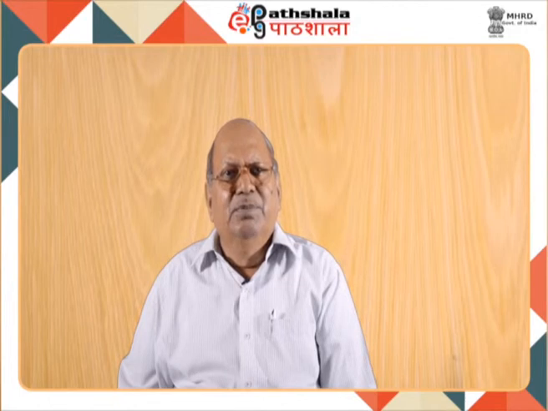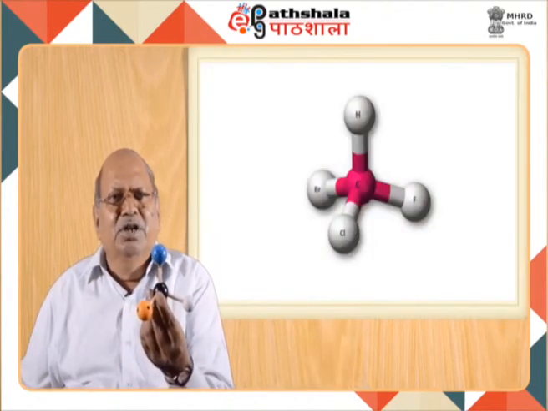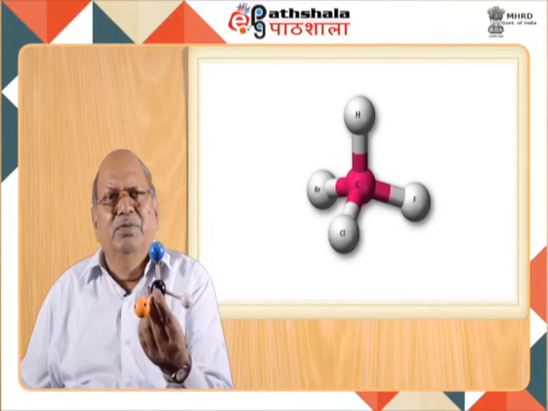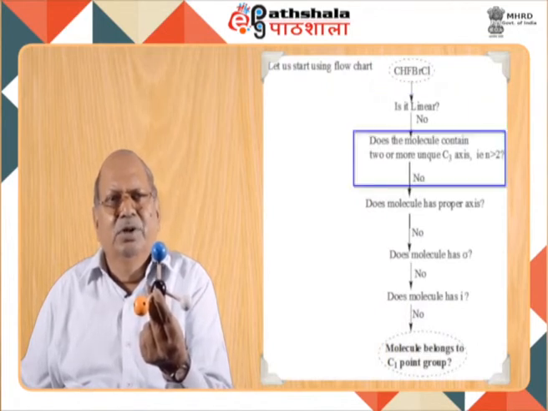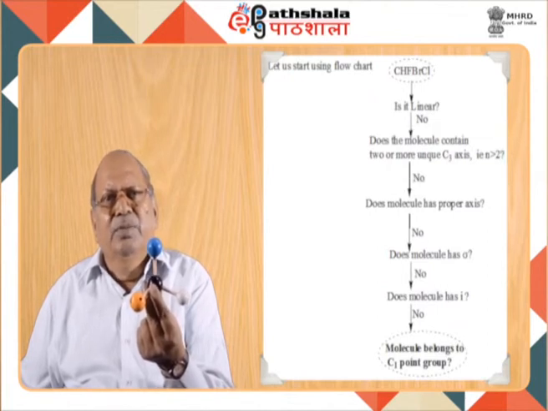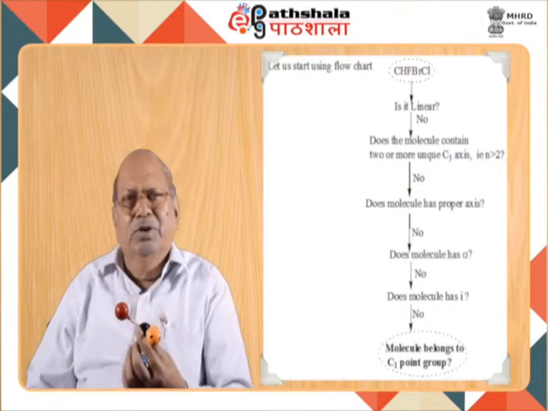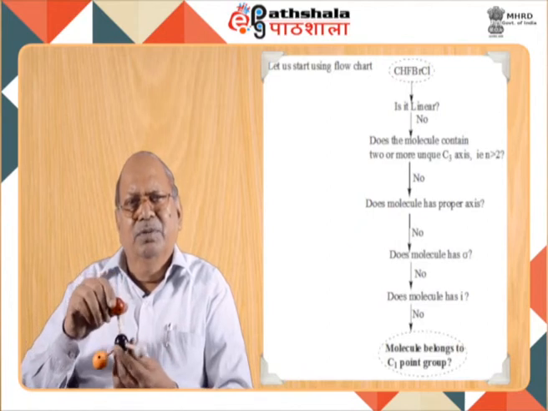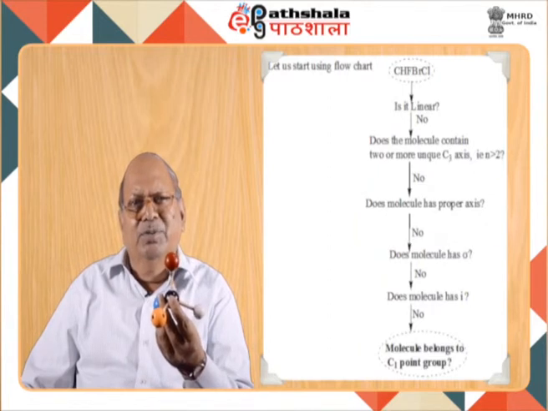Let us take the first example, CHFBrCl. Let us start by using the flow chart. We write down the molecule, and my question is whether it is linear or not. You will say no, it is not linear. Does the molecule have two or more Cn axes with n greater than or equal to 2? Your answer will be no. Then the molecule does not have any rotation of this type, so it does not have any proper axis of rotation.